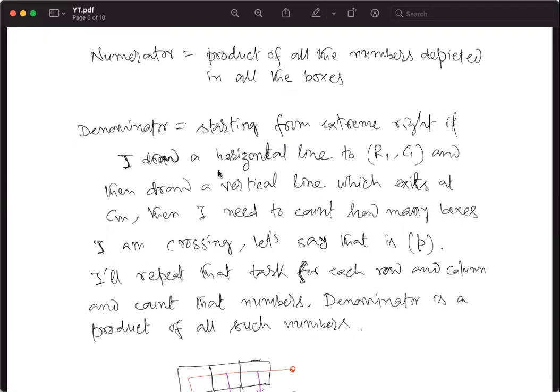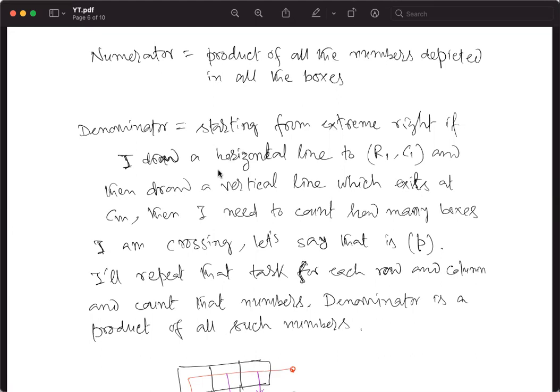So for the denominator, we have to start from the extreme right of the first row, and then we'll draw a horizontal line from right to left, and then we'll stop at C1 of R1. Then we'll draw a vertical line which will cross all the boxes which constitute this column C1, and I will take an exit at the last box.